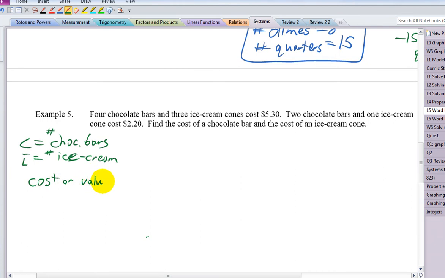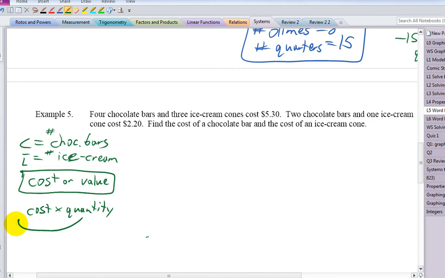So it's almost like we switched it around. Now we know how many we bought, but we don't know what their price was. So we'd still do cost times quantity. But we can switch it around and put quantity first. It doesn't matter. 3 times 4 or 4 times 3. Okay, so 4 chocolate bars, what would that be? 3 ice cream cones equals $5.30.